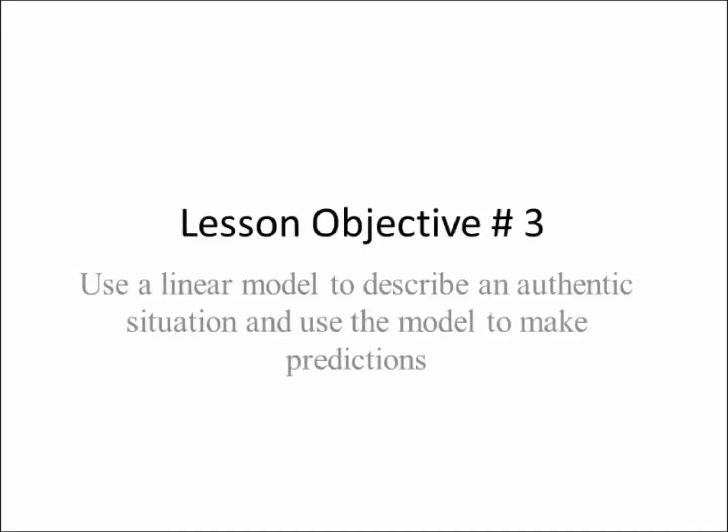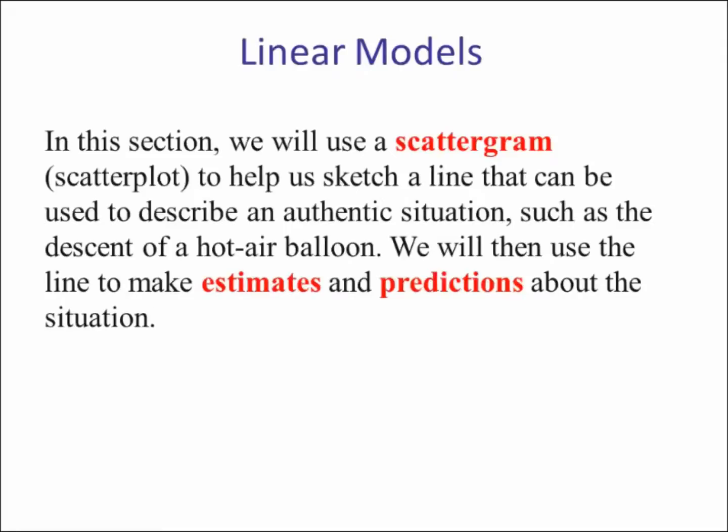Lesson objective number 3. In this section we'll use a scattergram, or sometimes called a scatter plot, to help us sketch a line that can be used to describe an authentic situation, such as the descent of a hot air balloon. We will use the line to make estimates and predictions about the situation. Let's do an example.